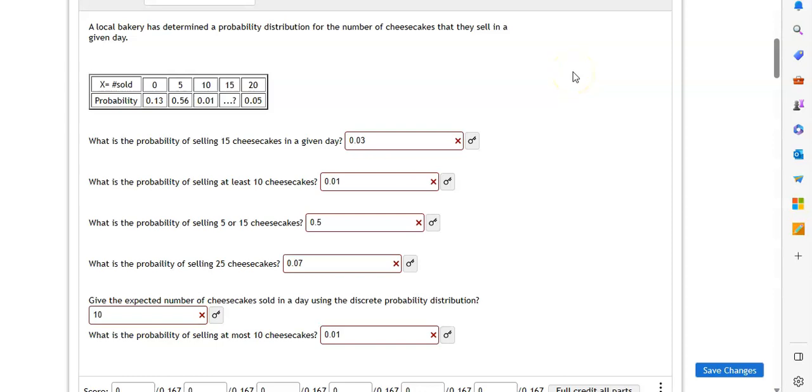So let's take a look at this problem, and hopefully that will help you through this homework. A local bakery has determined a probability distribution from the number of cheesecakes that they sell in a given day. And we have the chart that is shown there. And we want to answer all of these questions.